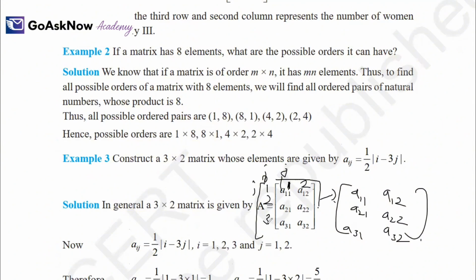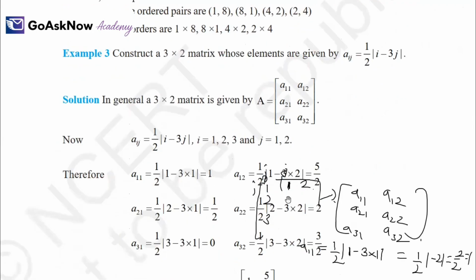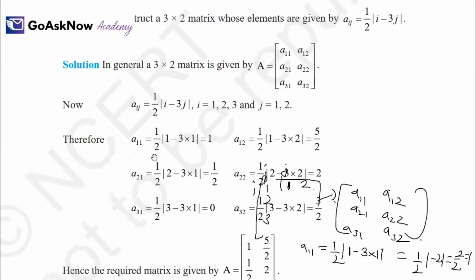Okay. So let's fill the elements, starting with a11. What is the ij value? 1 and 1 only. So the element will be half mod of 1 minus 3 into 1. What will you get? Half into mod of minus 2, which is 2, so 2 by 2, you will get 1. This is the first element, so a11 is equal to 1. Similarly, you can find a12, which is equal to 5 by 2, if you substitute here.